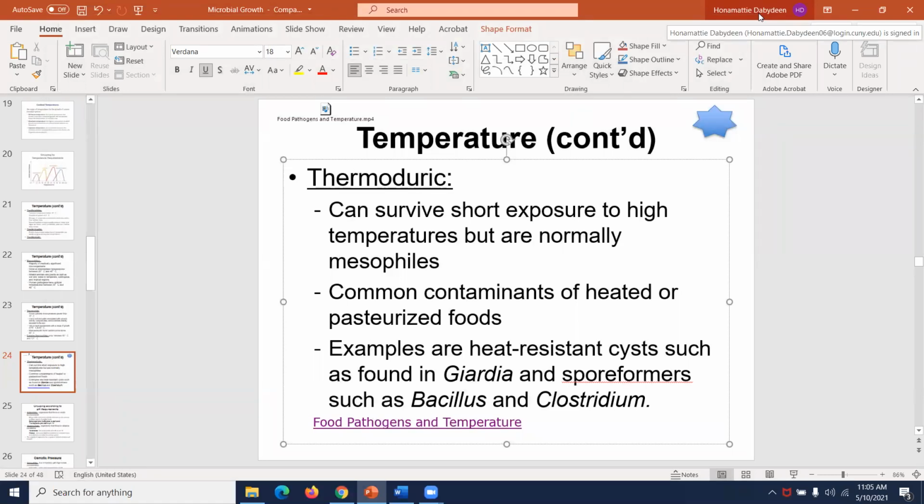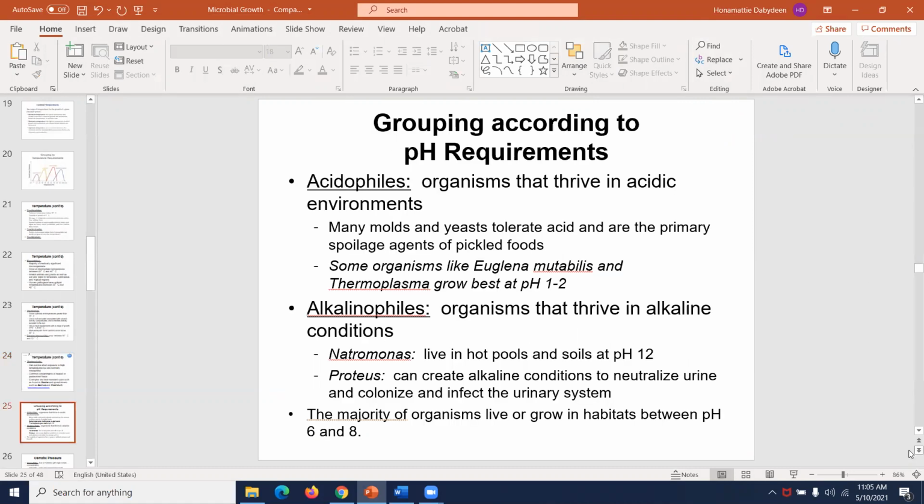All right, so that's a little bit about the effect of temperature on the growth of microorganisms. Now, let's talk a little bit about pH requirements. And we can group microorganisms depending on pH requirements as acidophiles, alkalinophiles, or neutrophiles.